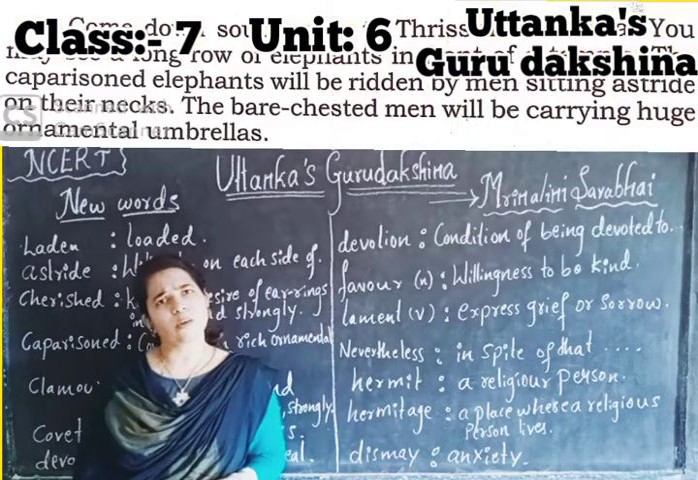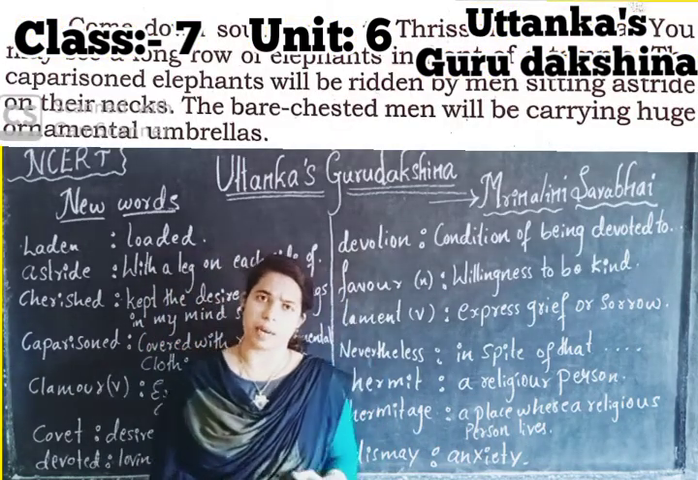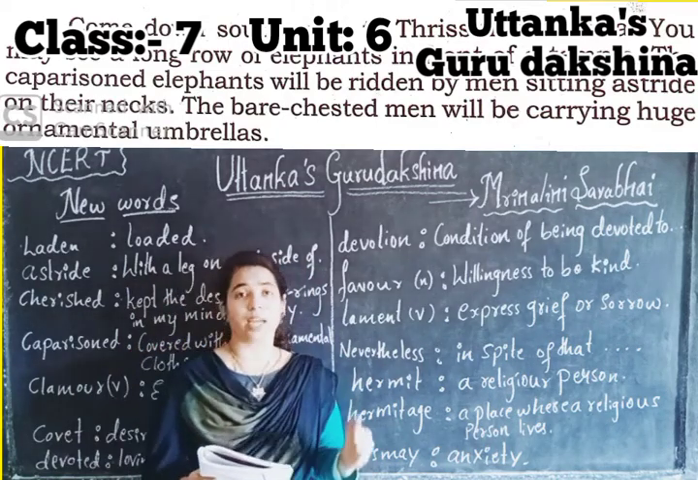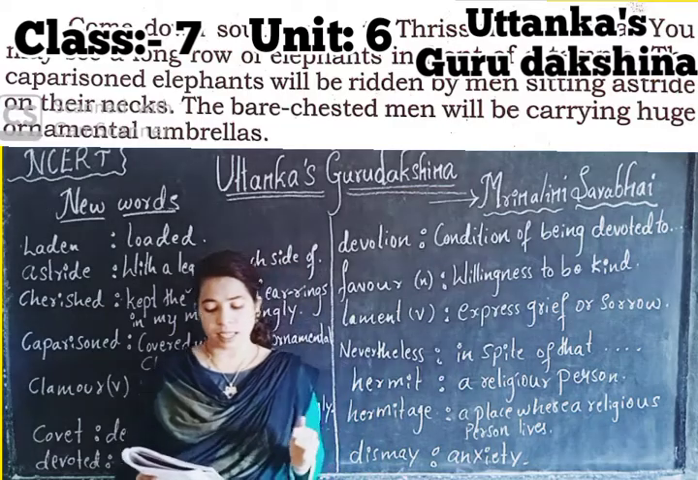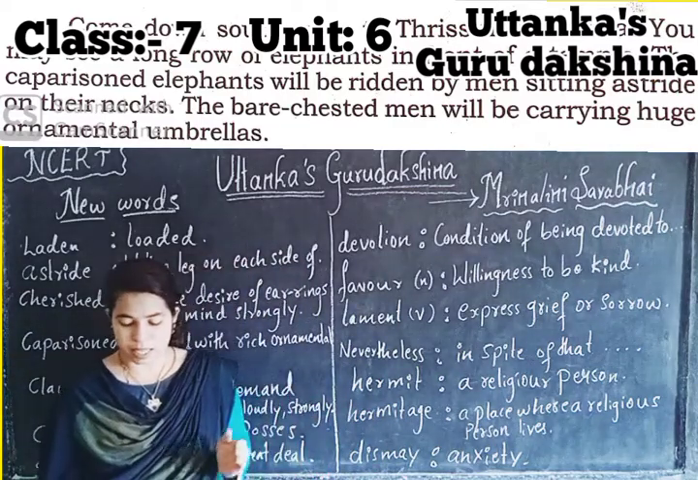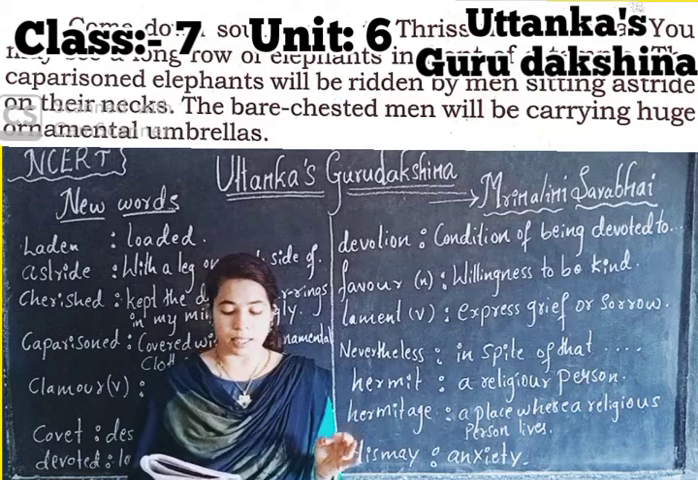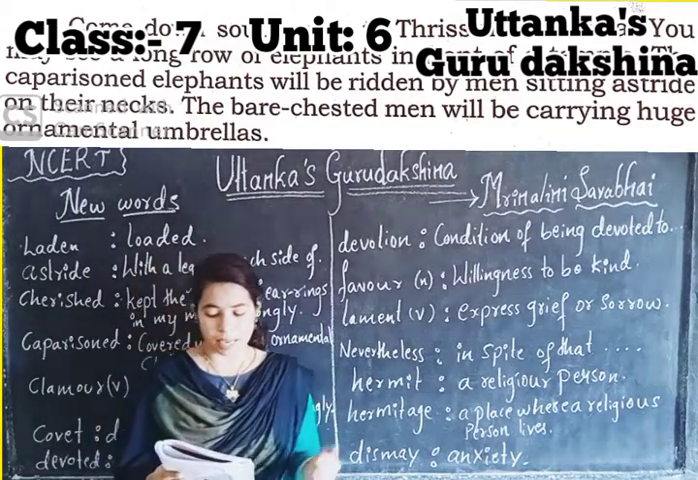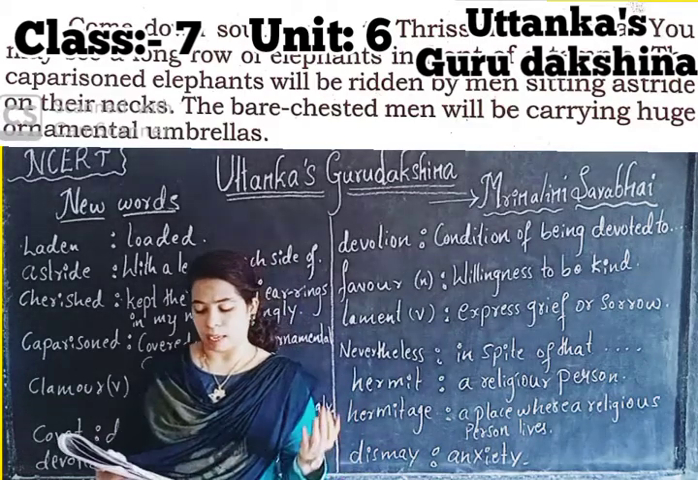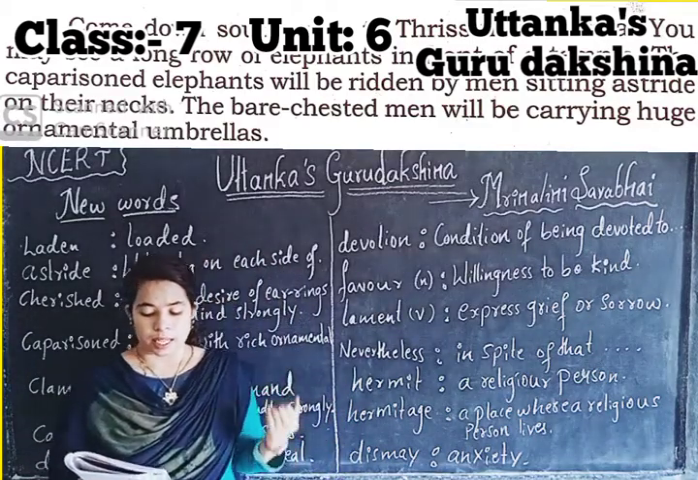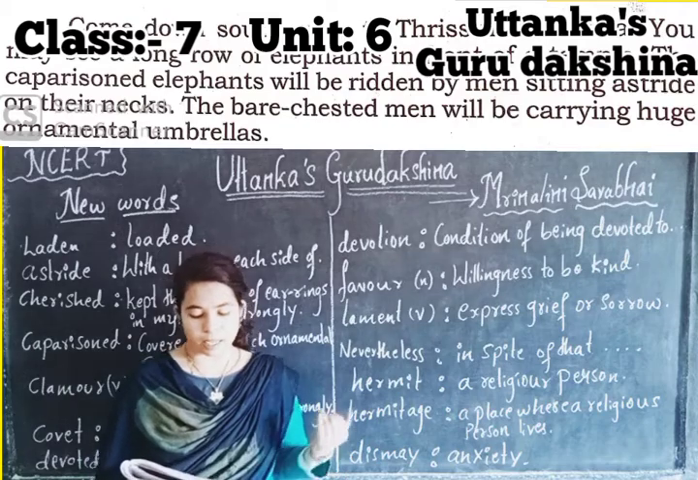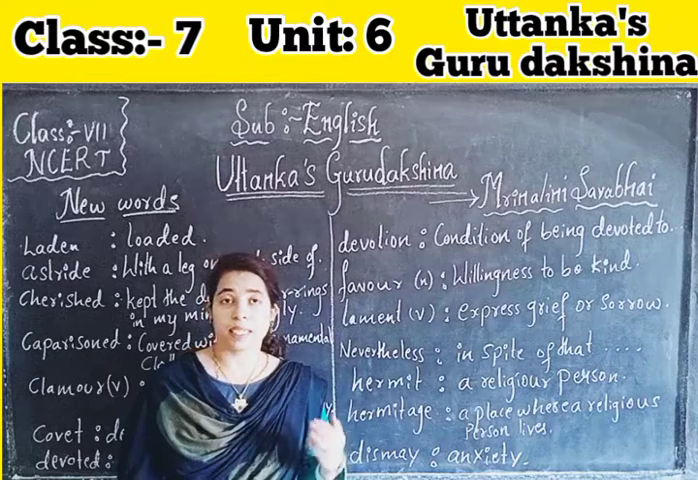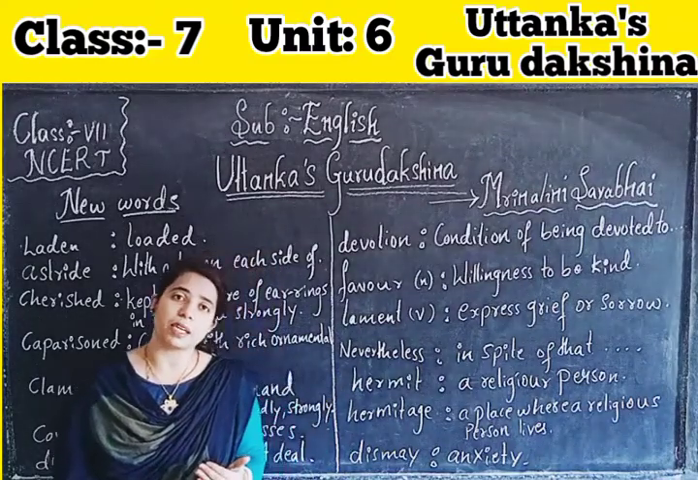Okay, now we saw about the North India part. Coming to the South India part. Now come to the south, to Thrissur in Kerala. You may see a long row of elephants in front of a temple. The caparisoned elephants will be ridden by men sitting astride on their necks. The bare-chested men will be carrying huge ornamental umbrellas. Yes. What happens in Kerala when we come toward the south part of India?